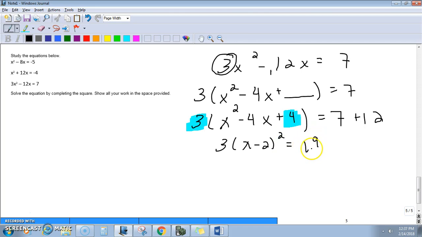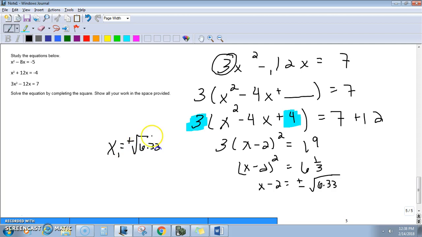And now before I take the square root, I have to divide both sides by 3. So x minus 2 squared equals 6 1/3. Now take the square root. X minus 2 equals positive and negative, the square root of 6.33 approximately. And then add 2 to both sides. So my two answers are x1 is positive, the square root of 6.33, oops, all under, plus 2. And x2 equals the same thing, but negative square root 6.33 plus 2.